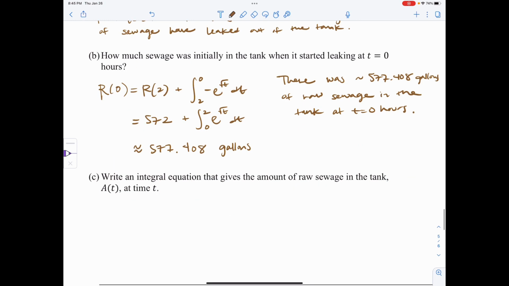Write an integral equation that gives the amount of raw sewage in the tank. Oh, A of t. I should have looked ahead. Let's change this to be A. I already kind of talked us through this, right? So A of t will be equal to A of 2 plus the integral from 2 to t.